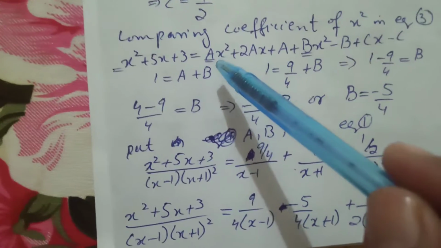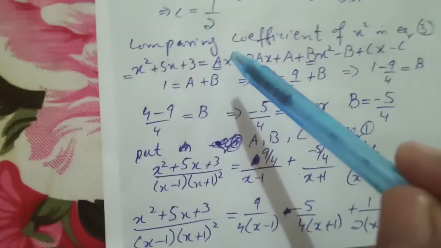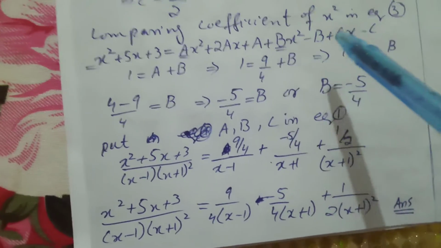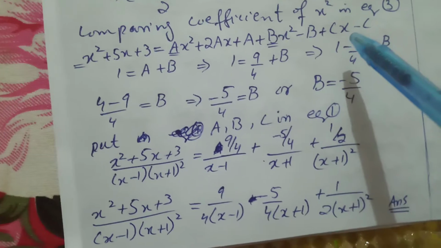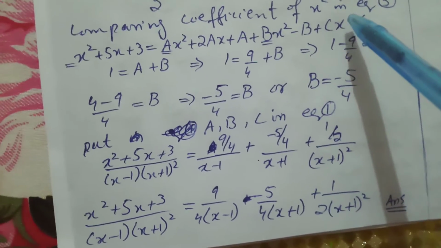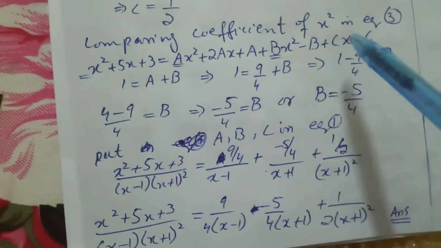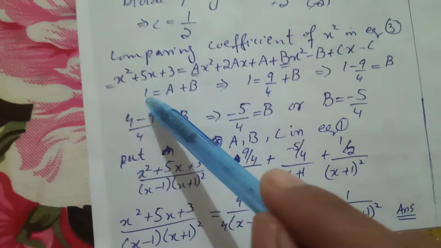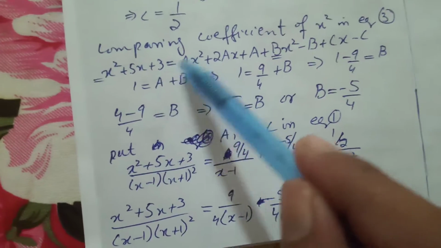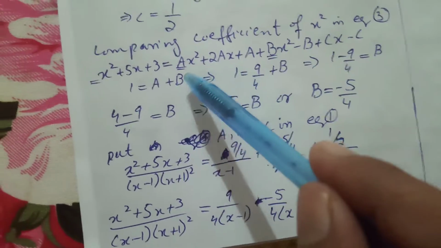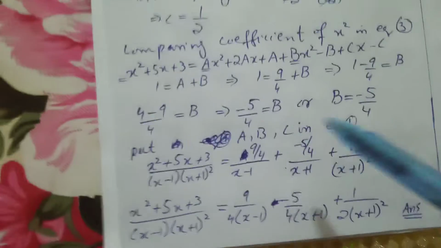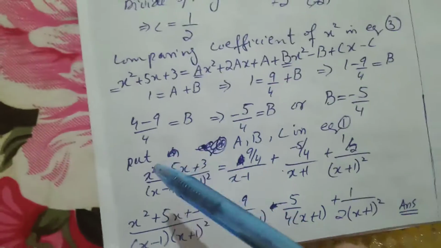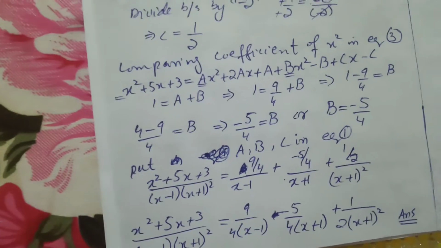Similarly, the coefficient of x square here is a. Similarly, the coefficient of x square here is b. And with c, this is linear because there is only x. So here the coefficient of x square is 1, here it is a, and here it is b. We can write this coefficient to be equal to 0 because this is the comparing coefficient method.